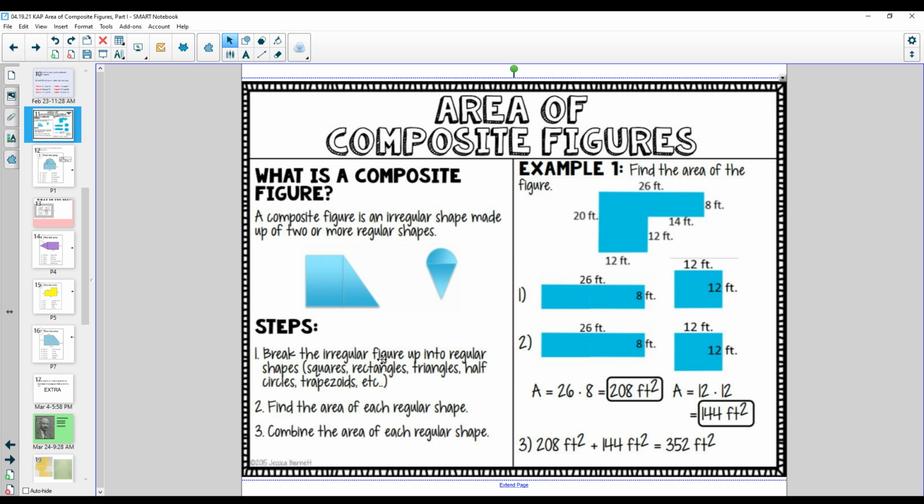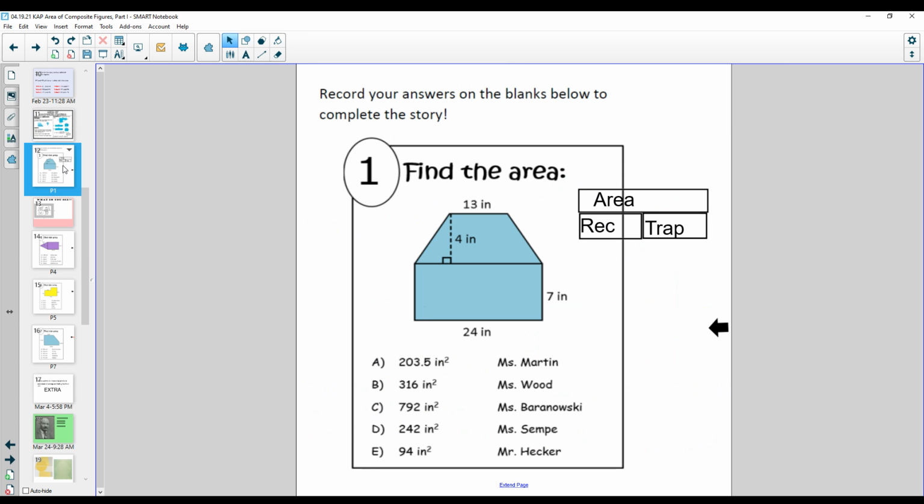So you break the irregular figure into regular shapes, things that you recognize like squares, rectangles, triangles, semicircles or half circles, trapezoids, etc. Find the area of each regular shape, and then you combine the area of each regular shape, unless it's asking about finding the shaded part only, which we'll talk about shortly. For example, let's try two examples.